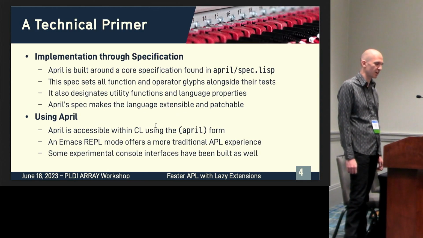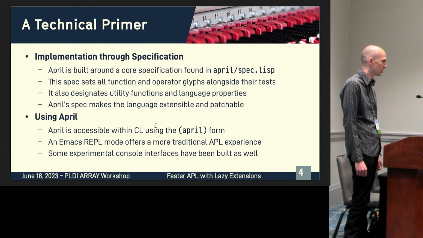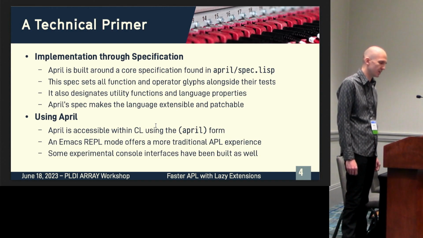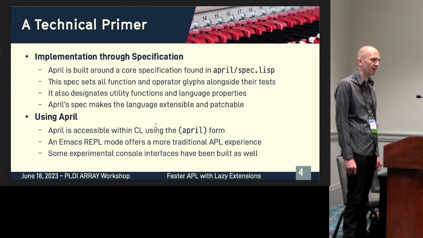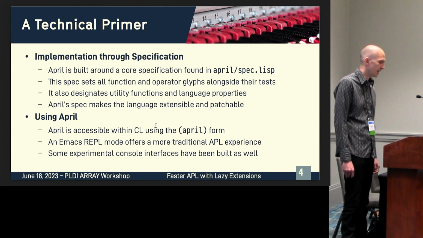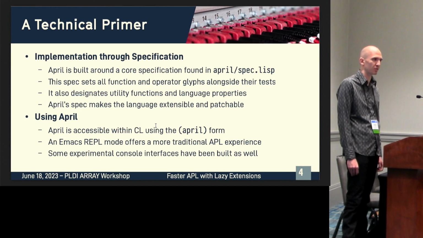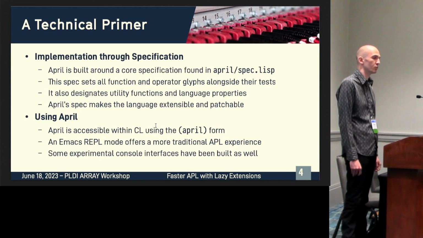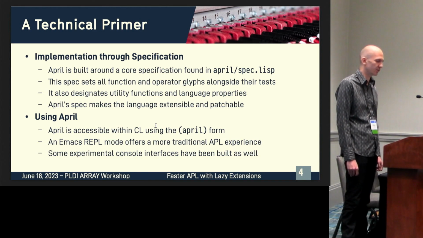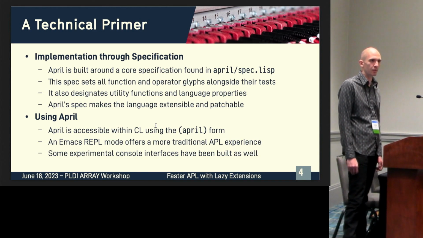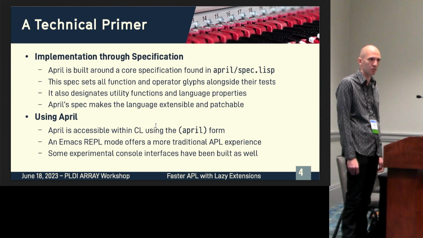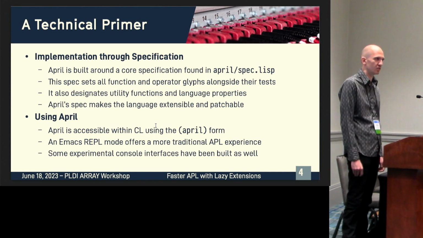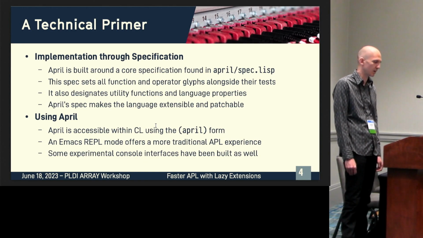Some more on April's technology. The language is built around a specification that you can find in the spec.lisp file in the main repository. This spec sets all of the function and operator glyphs alongside their tests. And it also designates the utility functions and other properties of the language. For example, the function that's used to filter out comments from code is linked from this spec. The spec makes the language easy to extend. You can create what are essentially patches on the core April language in the same format of the spec. Therefore, you could distribute sublanguages that function by simply extending the main language.